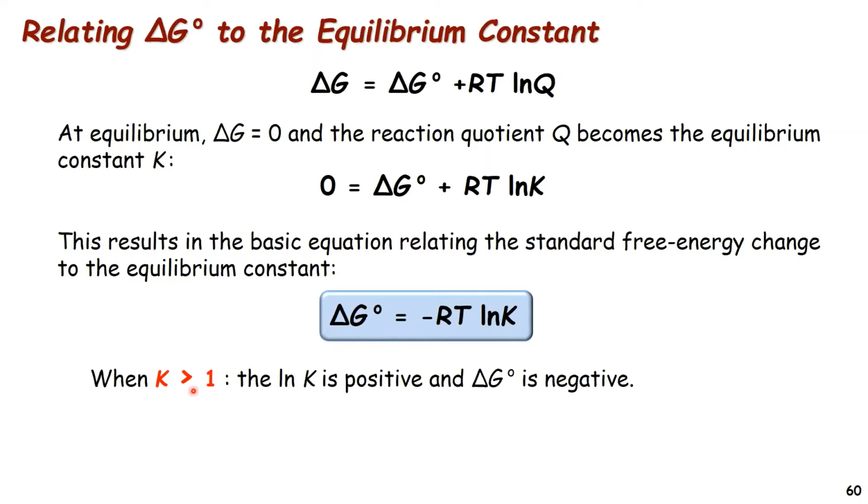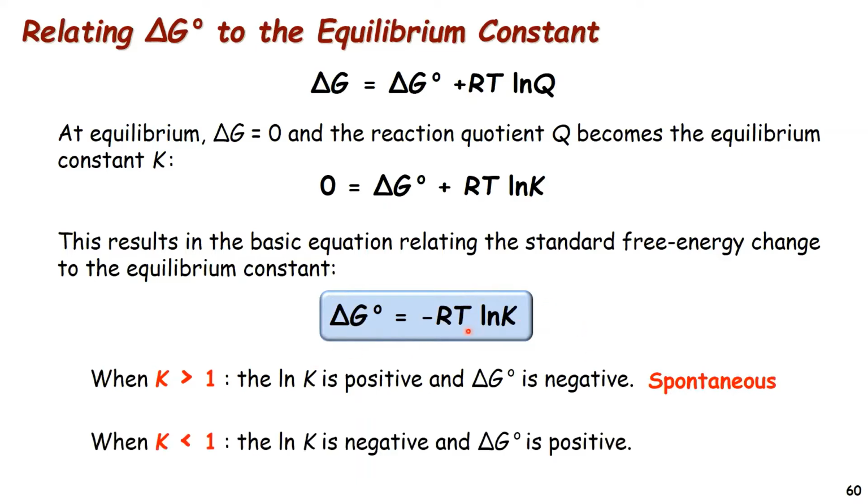So again, when K is greater than 1, the ln is going to be positive, and so del G is going to be negative. That'll give us a spontaneous chemical reaction. If K is less than 1, then the ln is going to be negative. Negative times negative is positive, and therefore del G is going to represent a non-spontaneous reaction. So now you can see this relationship between spontaneous and the equilibrium. If K is greater than 1, we have a spontaneous reaction. It proceeds, you have more products than reactants at equilibrium. For a non-spontaneous reaction, with K less than 1, you have more reactants than products.